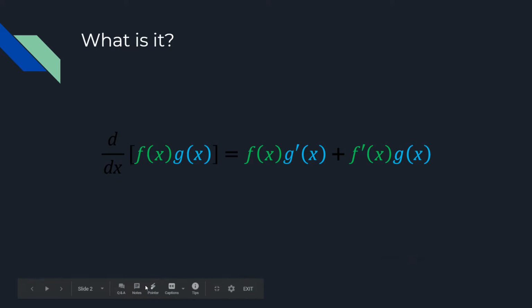Well, put simply, this looks really complicated when you first look at it, but it's saying the derivative of one function of x times another function of x is equal to the first function times the derivative of the second plus the derivative of the first function times the second function. Let's look at some examples so that this makes more sense.